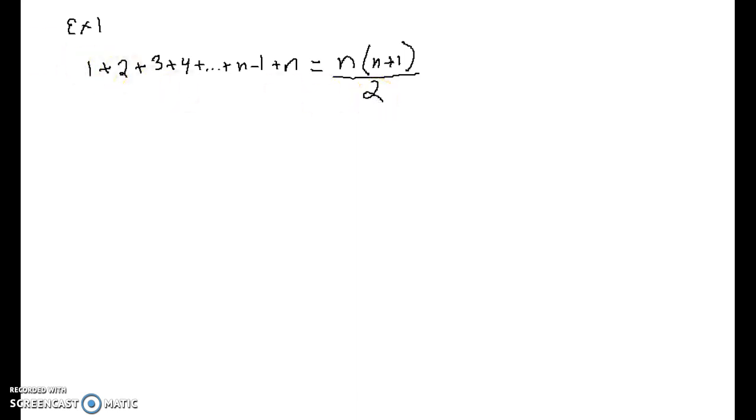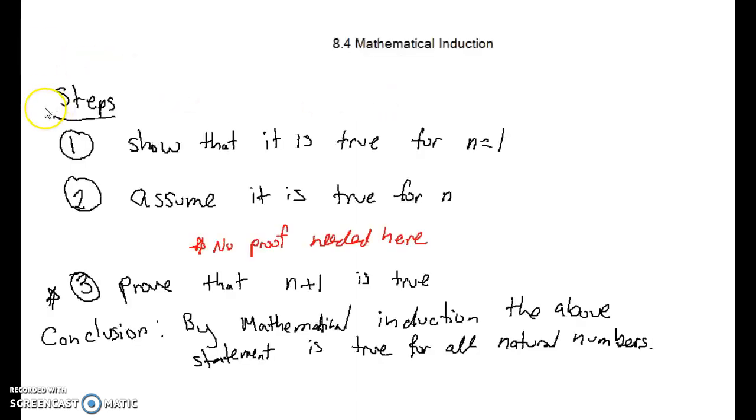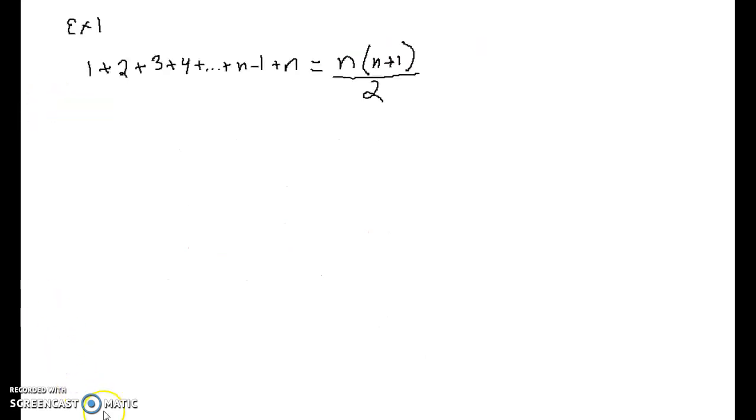All right, so let's go back to our steps. Step number 1: show that it is true for n is equal to 1. So we are going to show n is equal to 1 is true. It's not really a proof right here; we're just showing it. So what does this mean? Everywhere we see an n, we're going to plug it in. So we're going to focus right here.